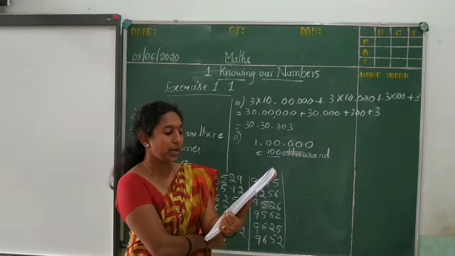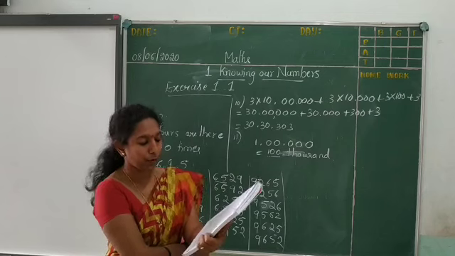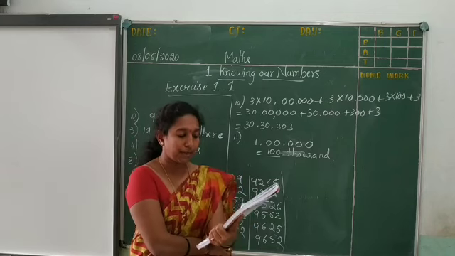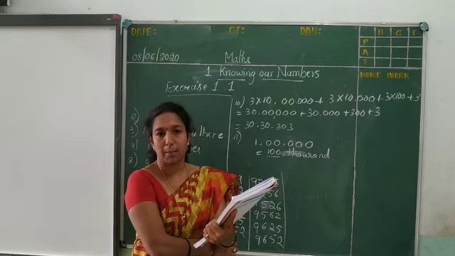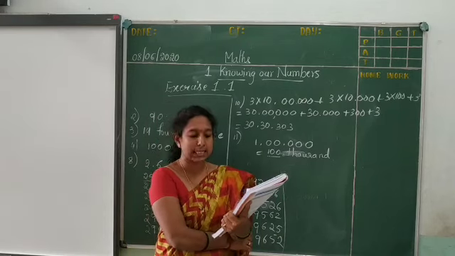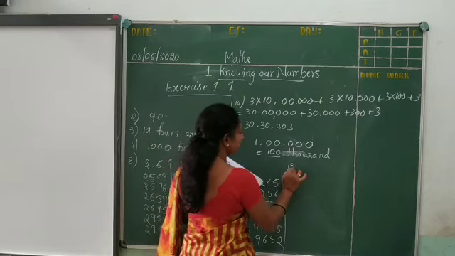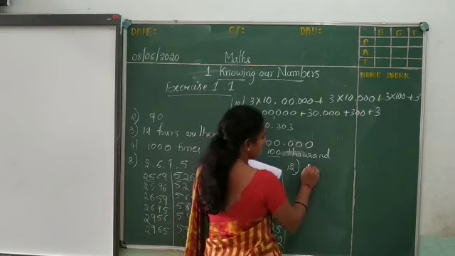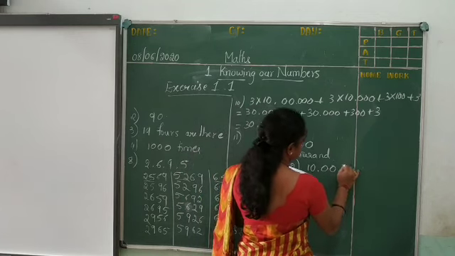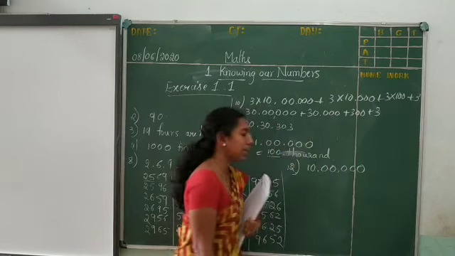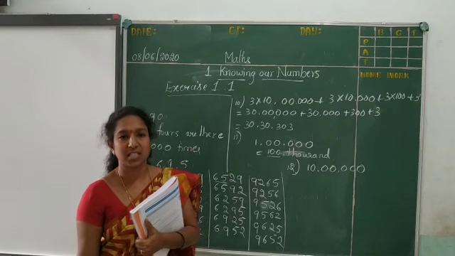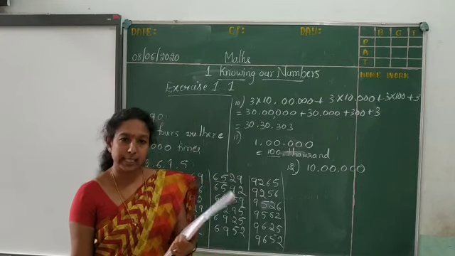Okay. So next one is write the numbers in each of the following. The first one, the smallest 7-digit number. What is the smallest 7-digit number here? We know that this is the smallest 7-digit number. That is 10 lakh.